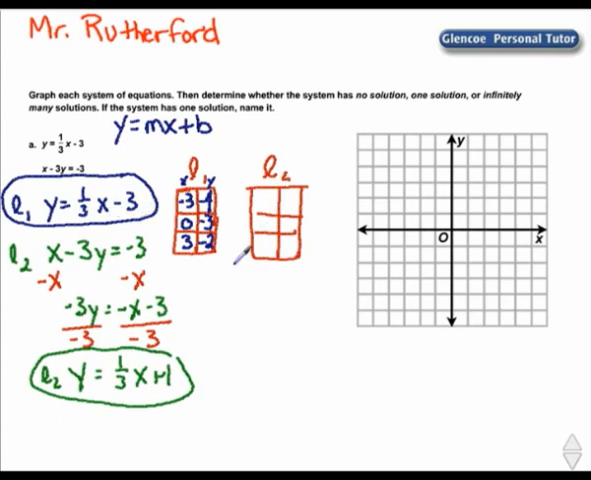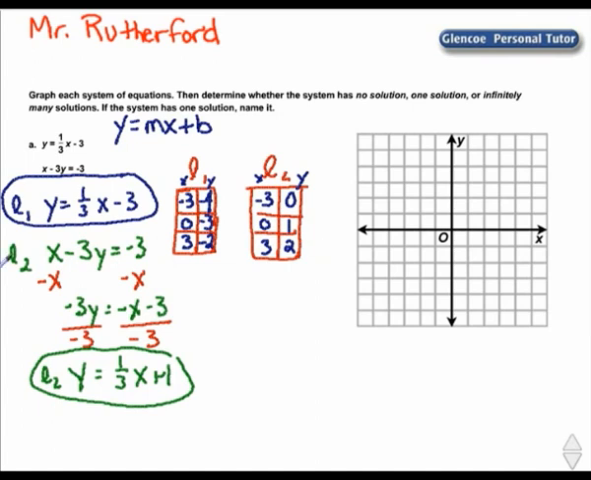I'm just plugging these x values into our equation, y equals 1/3 x minus 3. Now for our line 2, I'm going to plug in the same x values, -3, 0, and 3. Now in this one, when I plug in -3, I will get 0 for my y value. If I plug in 0, I will get 1. And then if I plug in 3, I will get 2.